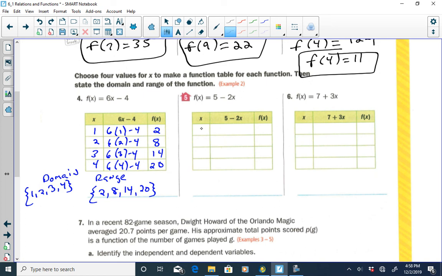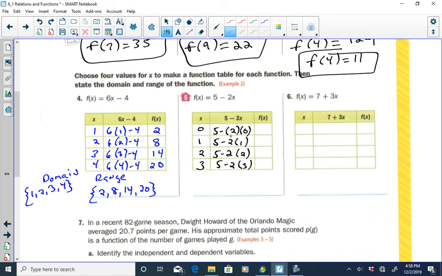We can choose anything we want for our independent variables or our input values or the domain values. All those vocabulary terms mean the same thing. So let's do 0, 1, 2, and 3 this time. So it's going to be 5 minus 2 times 0, 5 minus 2 times 1, 5 minus 2 times 2, and 5 minus 2 times 3.